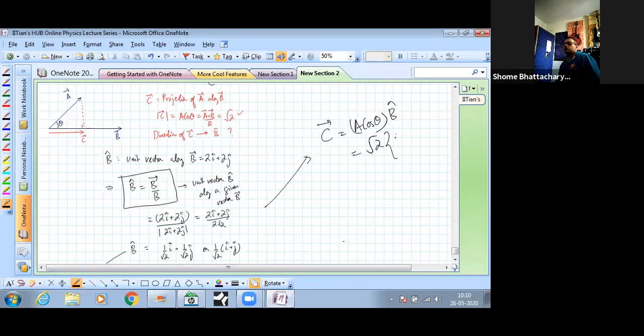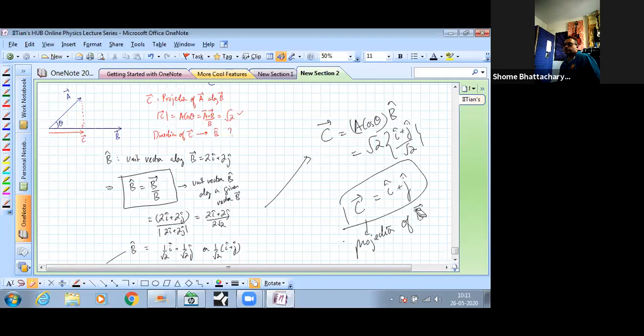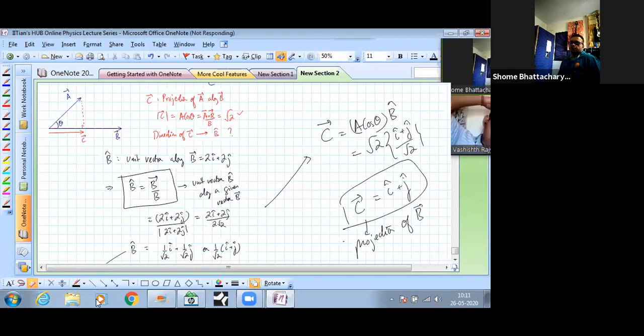And B cap was how much? i cap plus j cap, the whole value. So this vector now becomes i cap plus j cap. This becomes the projection of the vector A along the vector B. Okay, so just make a note of this, people.